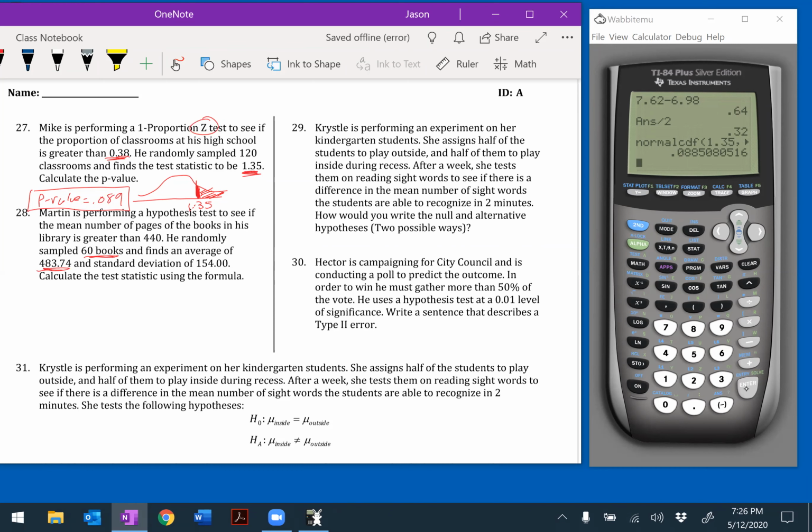This guy has way too much time on his hands. Okay, and the standard deviation of 154. Like, who cares? Martin, you gotta go outside, bro.